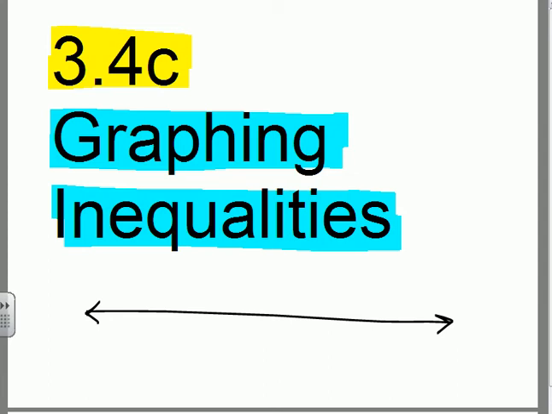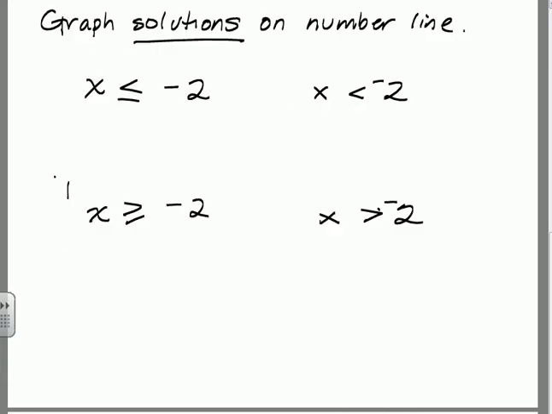We're still looking at inequalities. In this video, we're going to be graphing the solutions to our inequalities. We're going to be doing that on a number line, so we're going to see a lot of these number lines that I see here. So let's take a look at some very basic ideas.